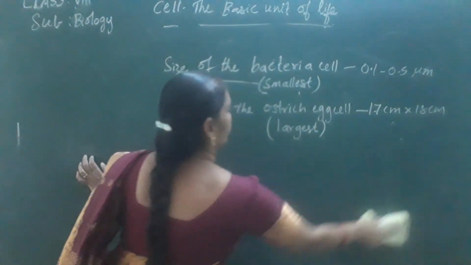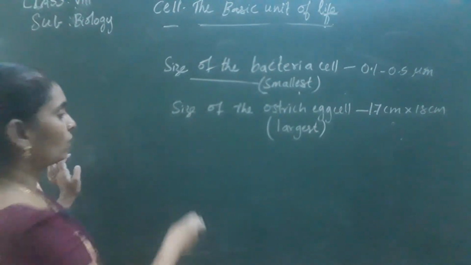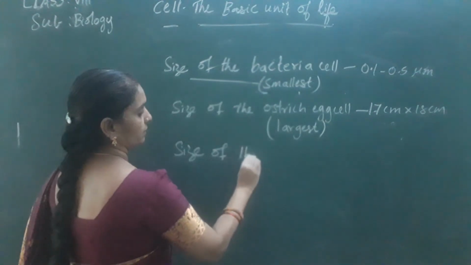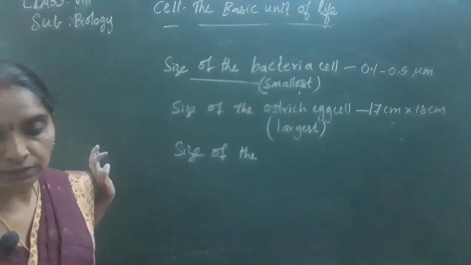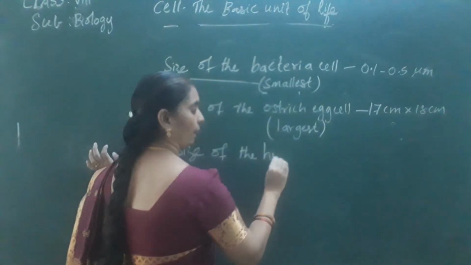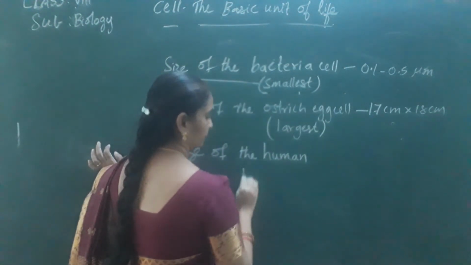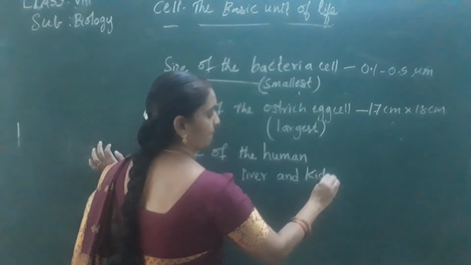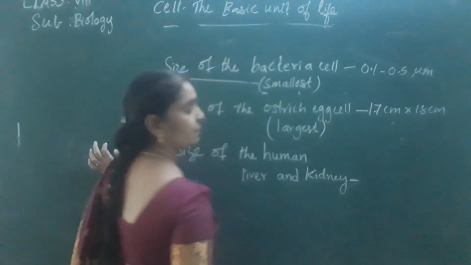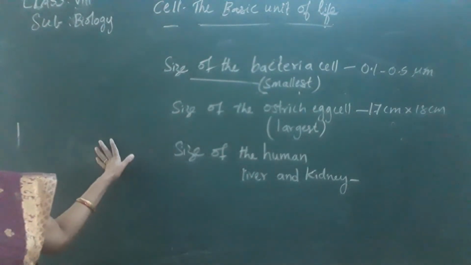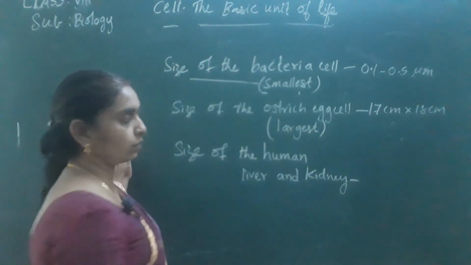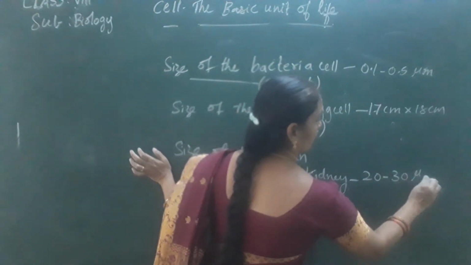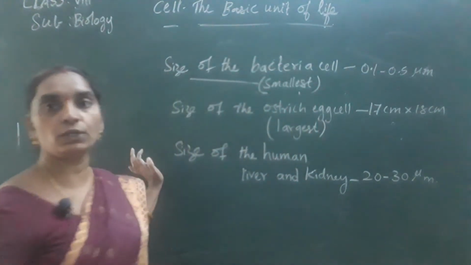Next, the size of the human kidney or liver cells. Note it down, children. The cells present in the human liver and kidney range from 20 to 30 micrometers.